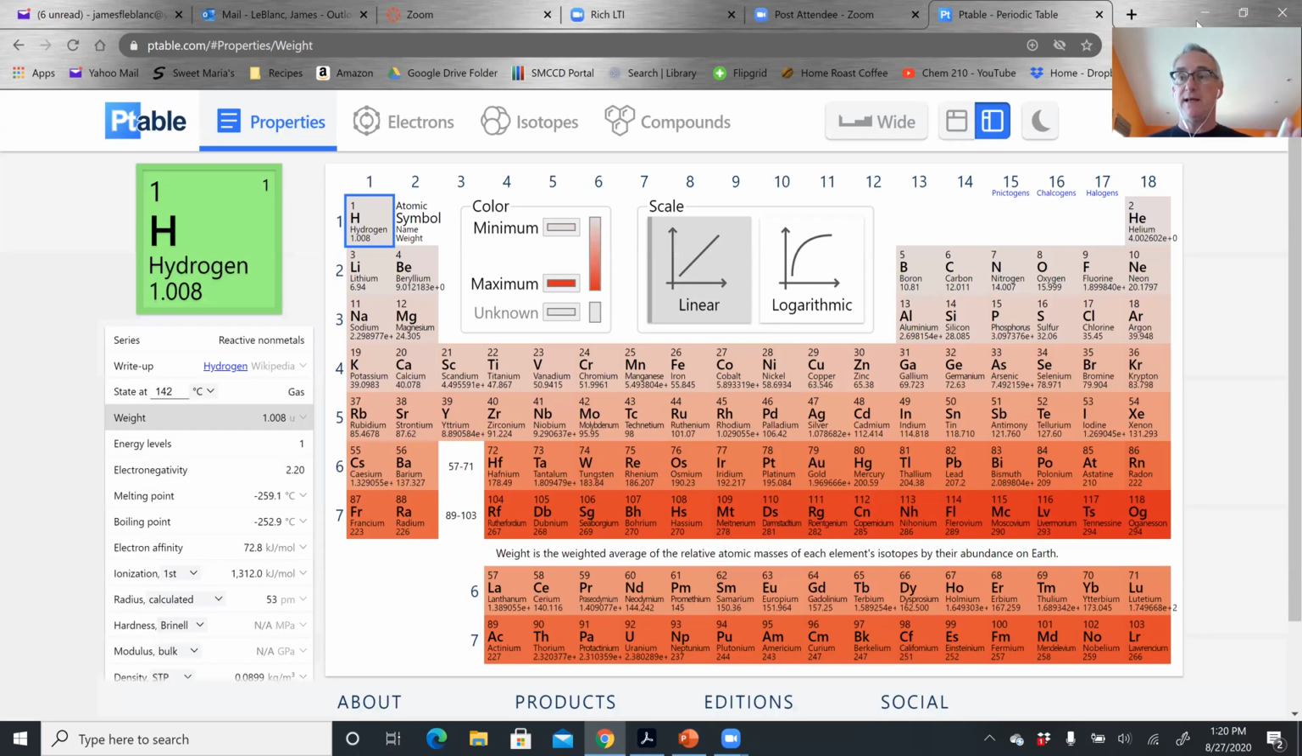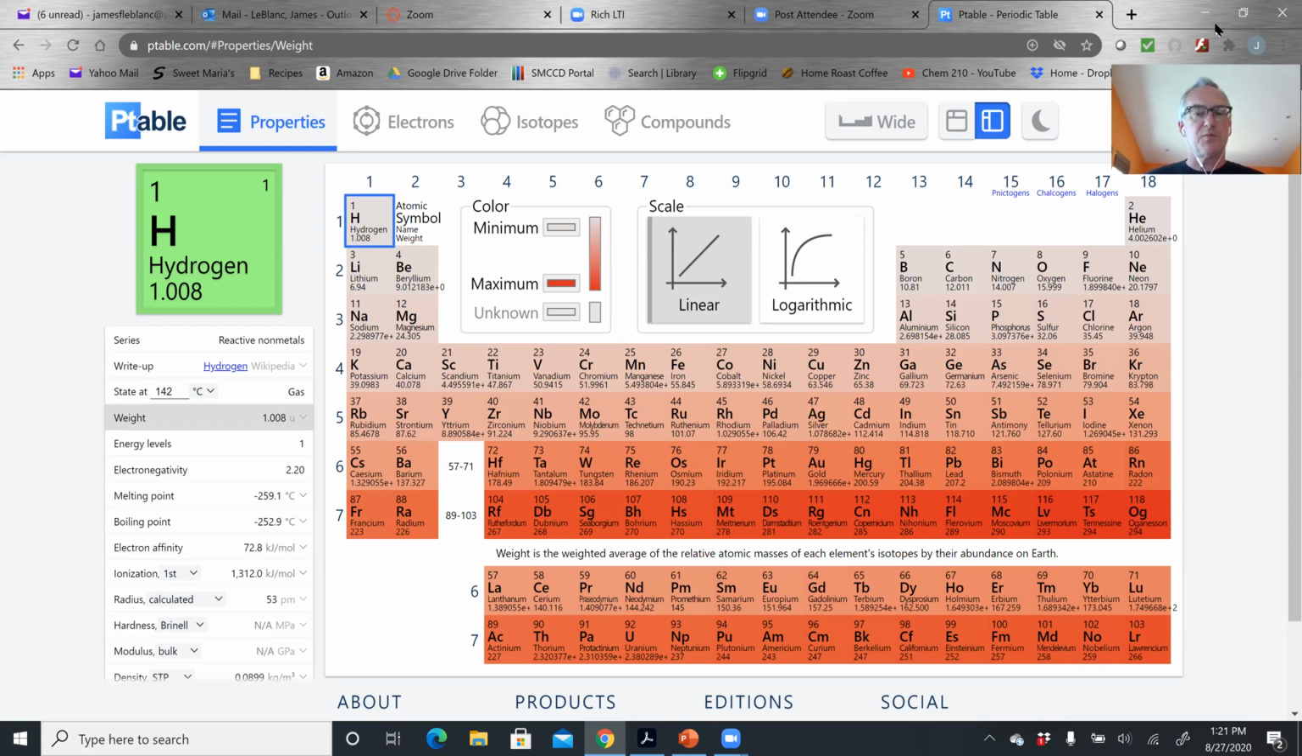So everyone can see the periodic table now, hopefully? Yep. Good. Right, so ptable.com. You should have that bookmarked by now, hopefully. This gives all sorts of information, pretty much everything you need when you're looking for information about different elements.